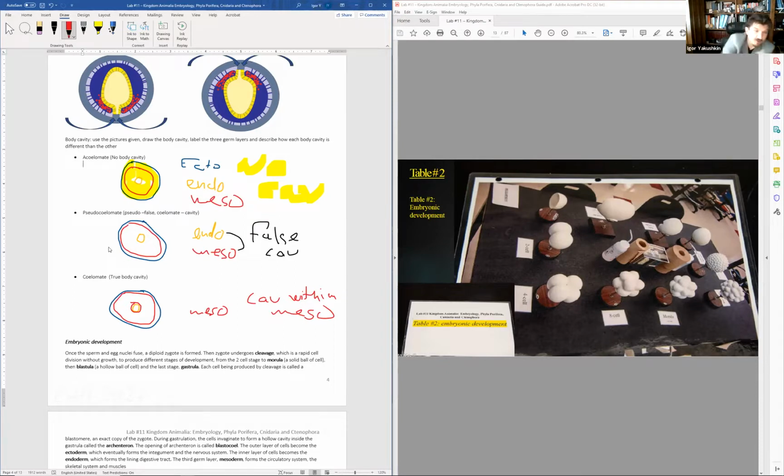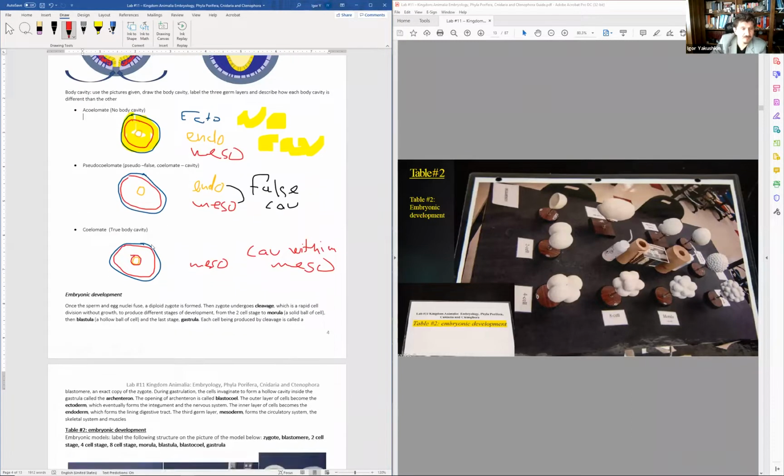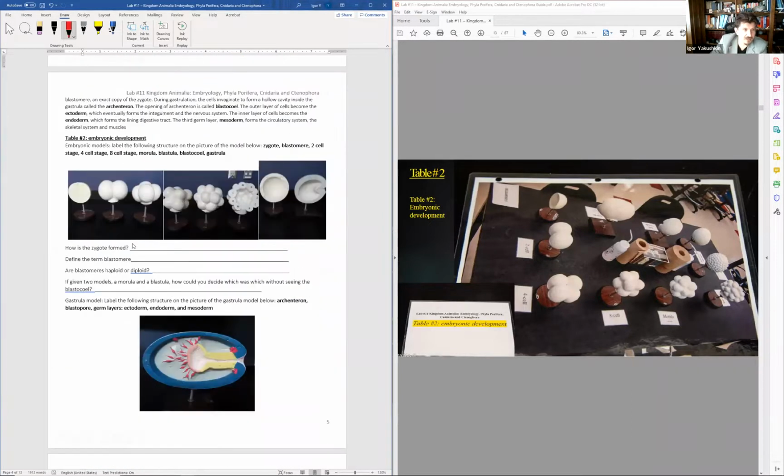No cavity because it's filled up. Here, the cavity, that part right here, the white one, which is located between the endo and mesoderm, is the false cavity. And here we have the cavity which is within the mesoderm. That's simplified speaking. I'm not going too deep into that. All right, so let's move on.